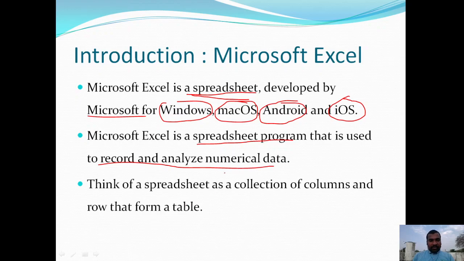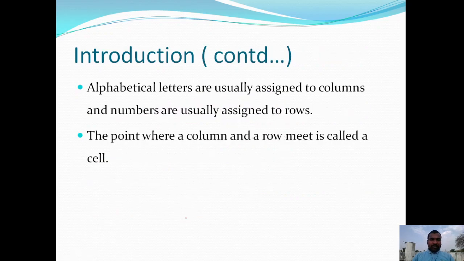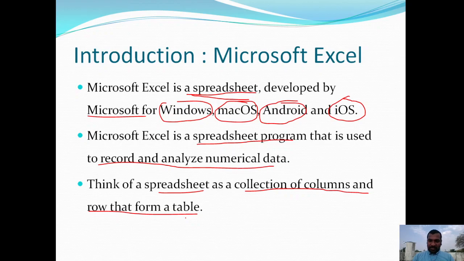Think of a spreadsheet. A spreadsheet is nothing but a collection of columns and rows that forms a table. It is a grid, a collection of columns and rows. So a collection of columns and rows, we can say, is a table. A spreadsheet is nothing but a table of rows and columns. A spreadsheet has several rows and columns, right? It is a collection of columns and rows.